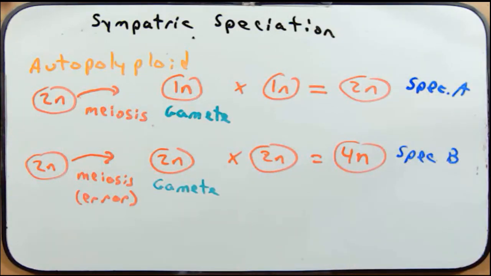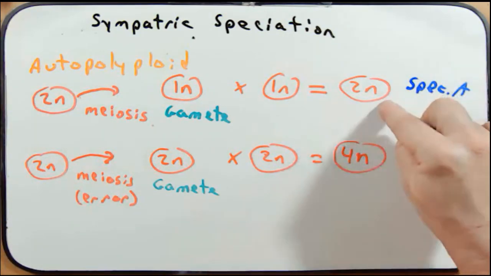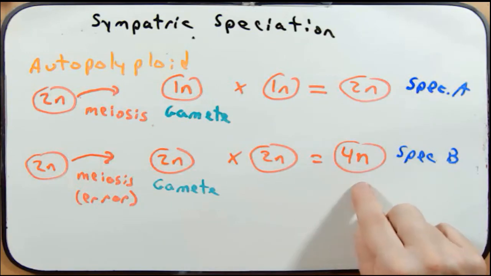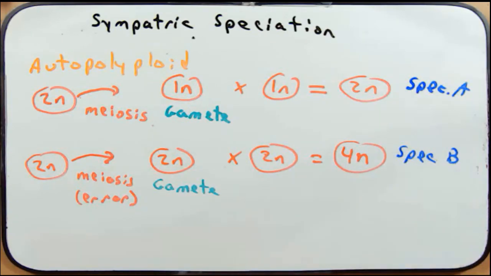Now remember, a feature of sympatric speciation is that they exist in the same geographic area. So what is to prevent species A from species B from mating with each other? What is keeping them genetically isolated from each other? Well, let's talk about that and see why a diploid organism and a tetraploid organism cannot mate with each other.